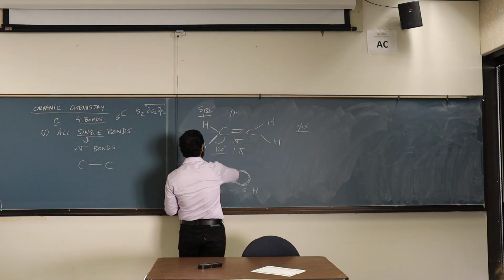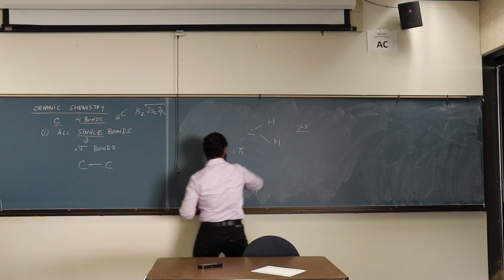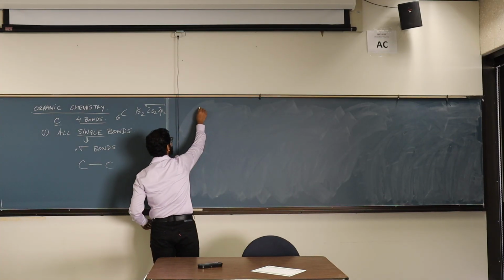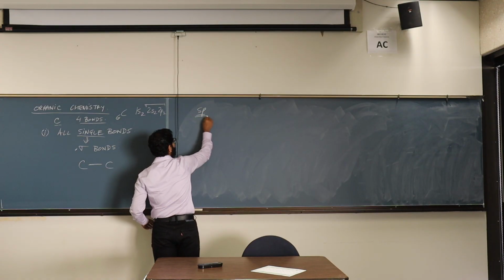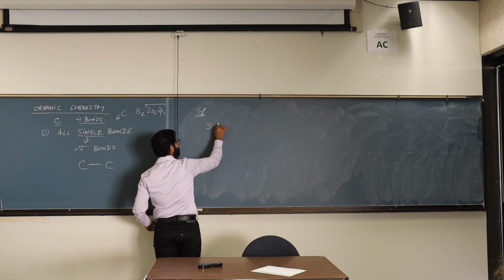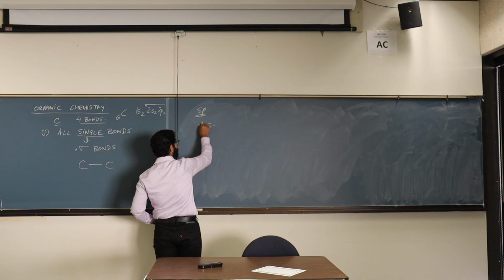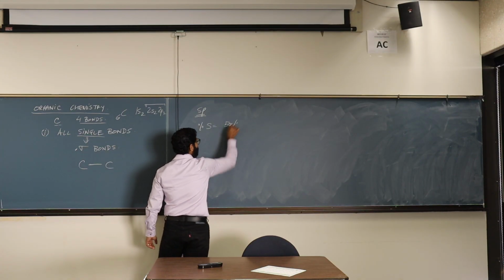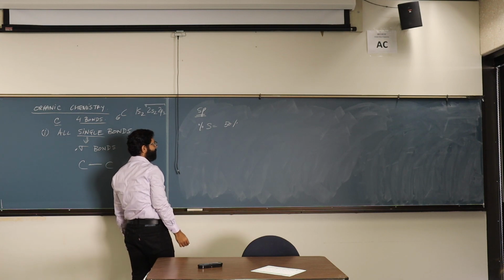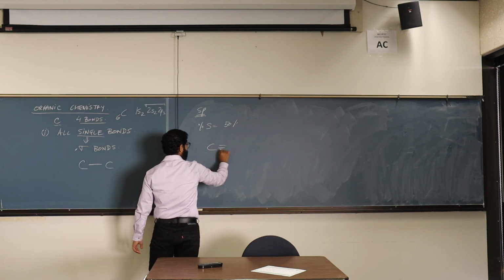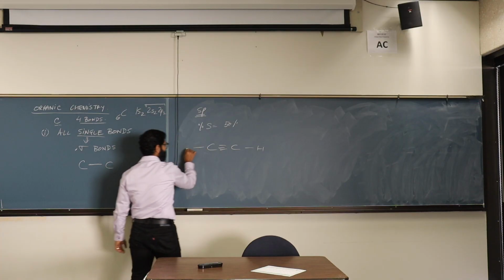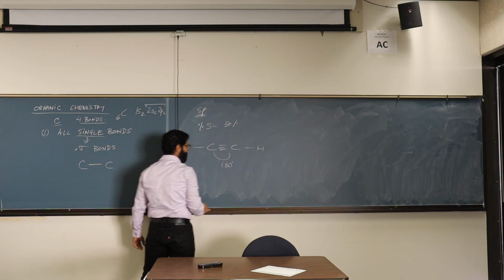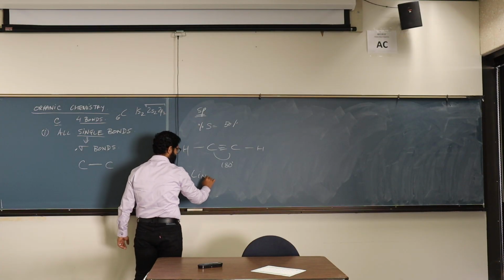Similar to this, when you have a triple bond, this is sp hybridized. So percent S character is how much? 50%. Also, the shape is linear. This is 180 degrees. It is linear.